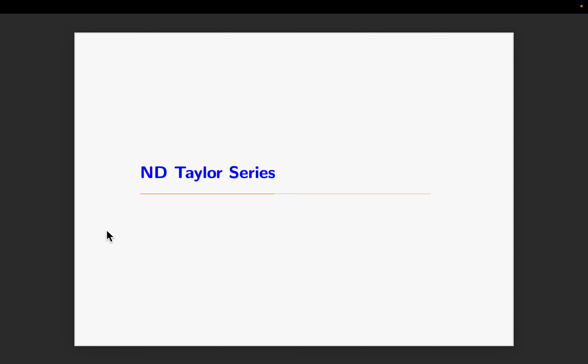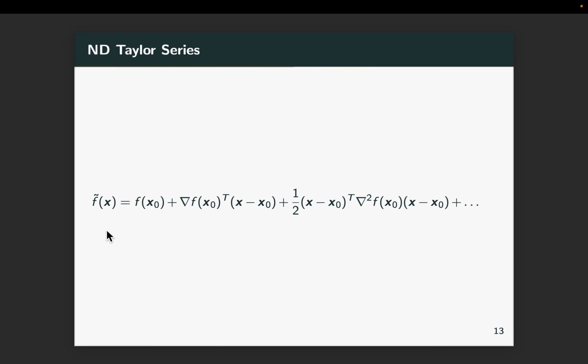We have the same idea for n dimensional series, where we have to be a little careful with how we evaluate this function or the approximation. The inputs have now changed to vectors, therefore, they are all written in bold letters. F tilde of x is f of x naught plus the gradient transpose multiplied by x minus x naught, plus half of x minus x naught transpose times the Hessian evaluated at x naught times x minus x naught, and after that it is more complicated terms, higher order terms.